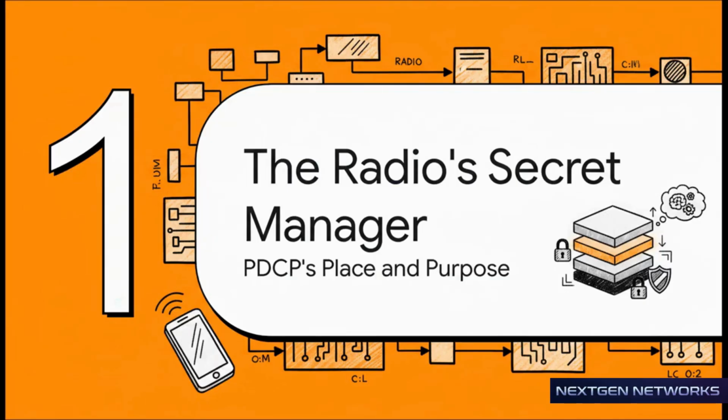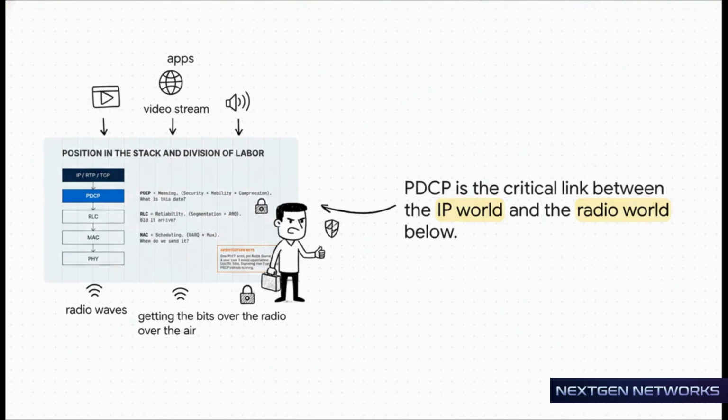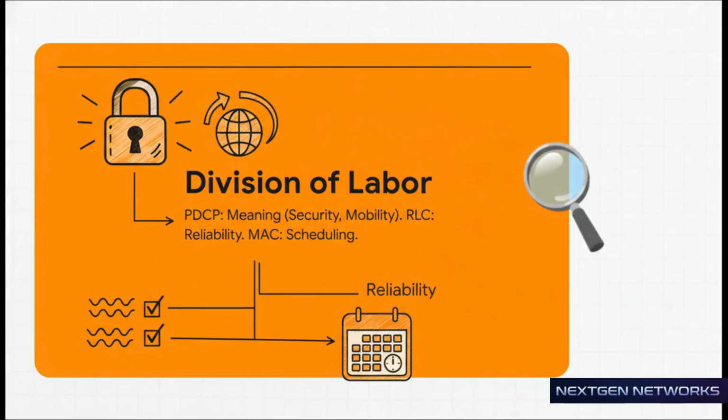Okay, so to really wrap our heads around what PDCP does, we first have to figure out where it lives. What's its specific job inside the incredibly complex communication stack of your phone? And its position is what's so interesting. PDCP is sandwiched right between the IP layer, that's where your apps and video streams live, and the radio layers down below, RLC and MAC, the guys that are actually getting the bits over the air. This makes PDCP the ultimate middle manager. And just like any good manager, it knows exactly how to delegate.